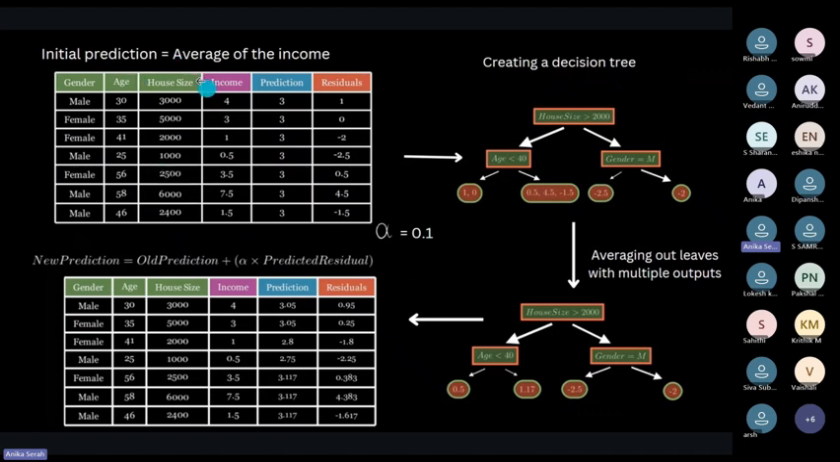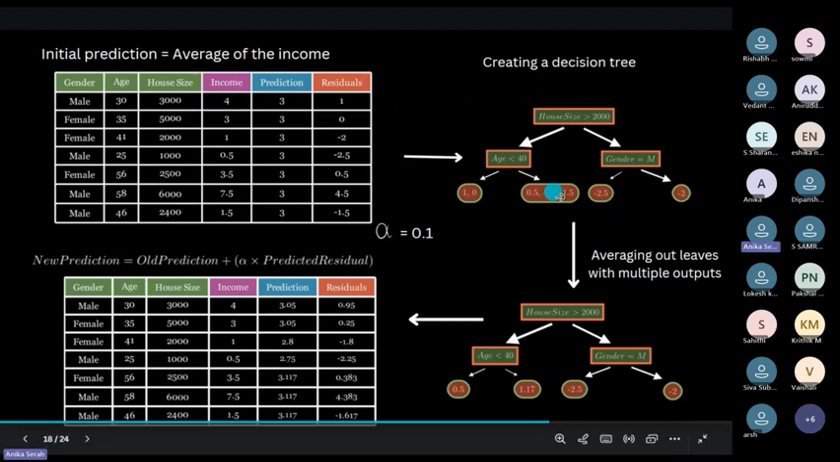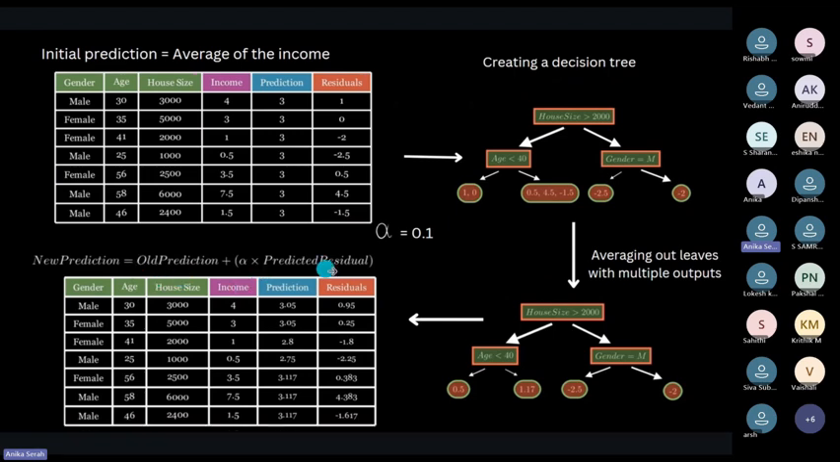And why we do all these things, averaging out the leaves with multiple outputs and initializing the prediction as the average of the income, is that these decisions minimize the loss. Taking the average of the income essentially minimizes the loss. That's the best value to take as an initialization. So you average these and get the decision tree. Then, with the residuals predicted by the decision tree, you create the new prediction: old prediction plus alpha times predicted residual.